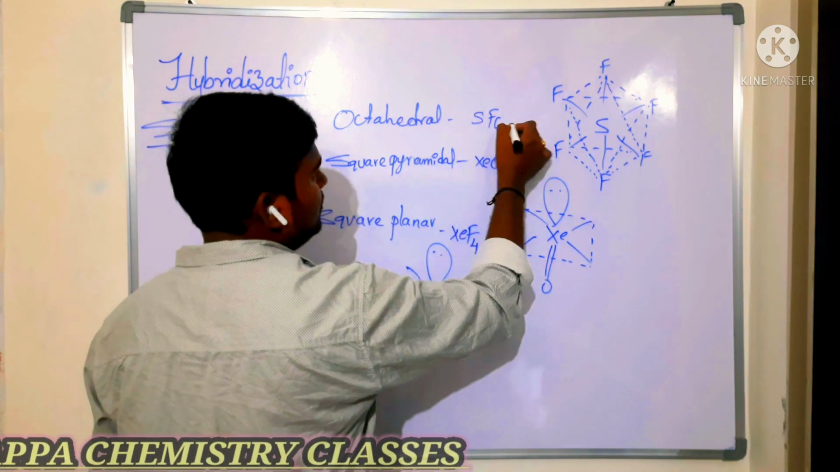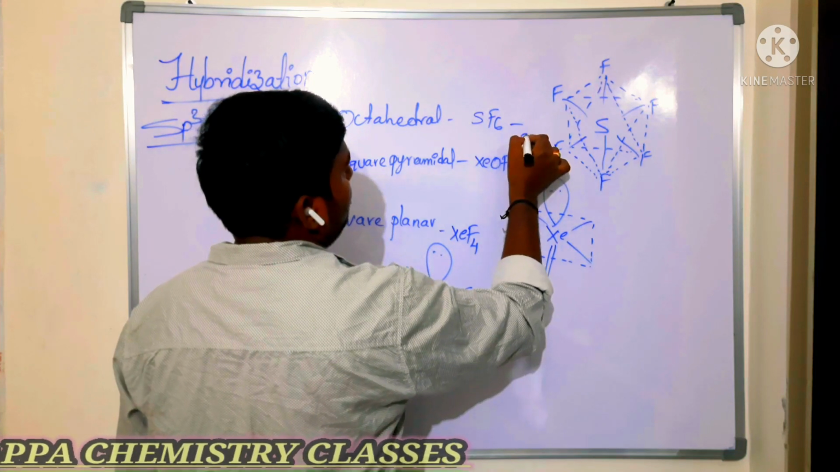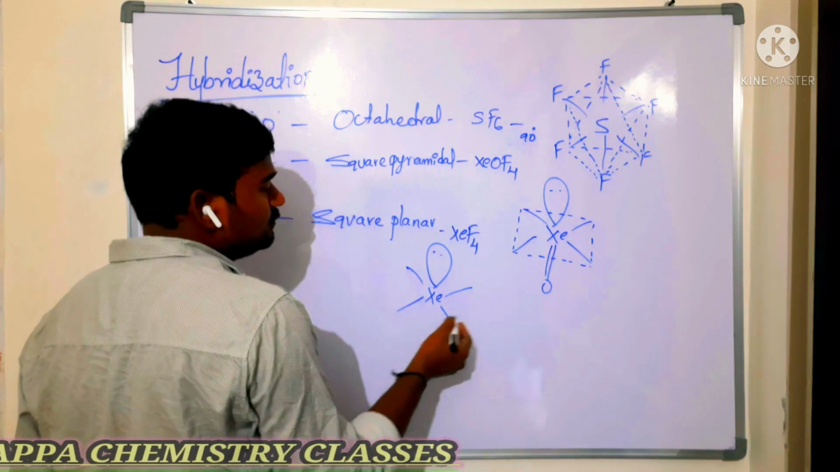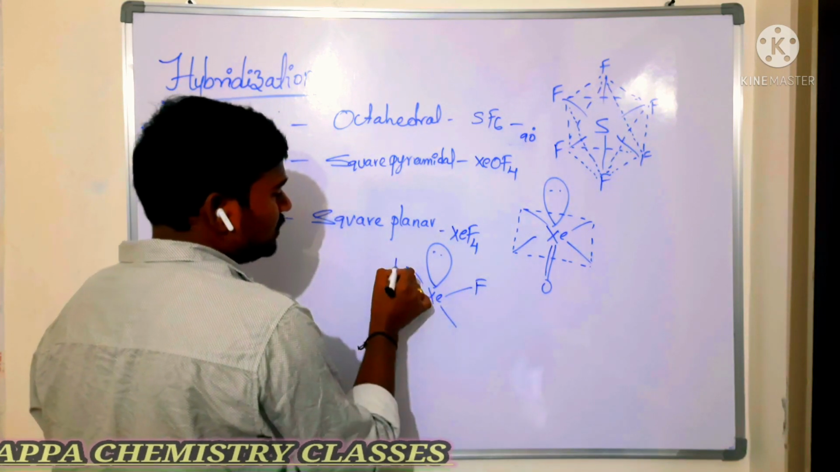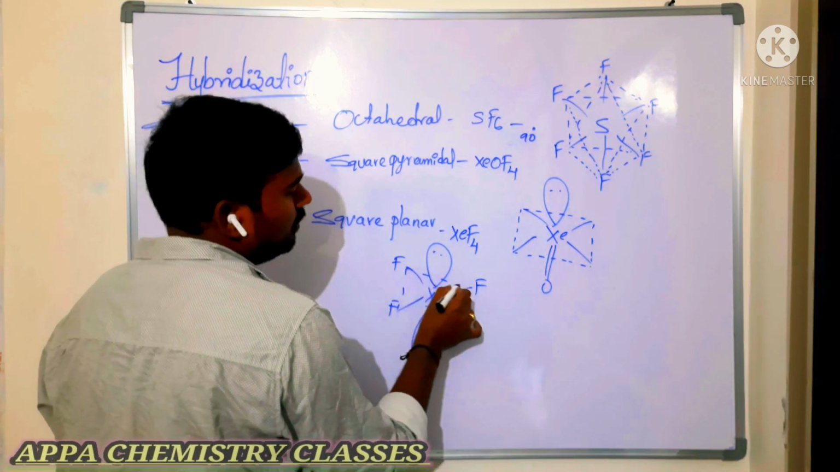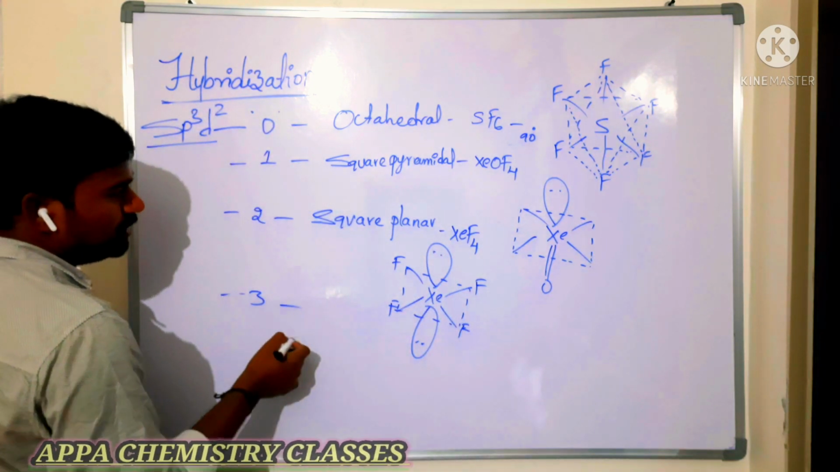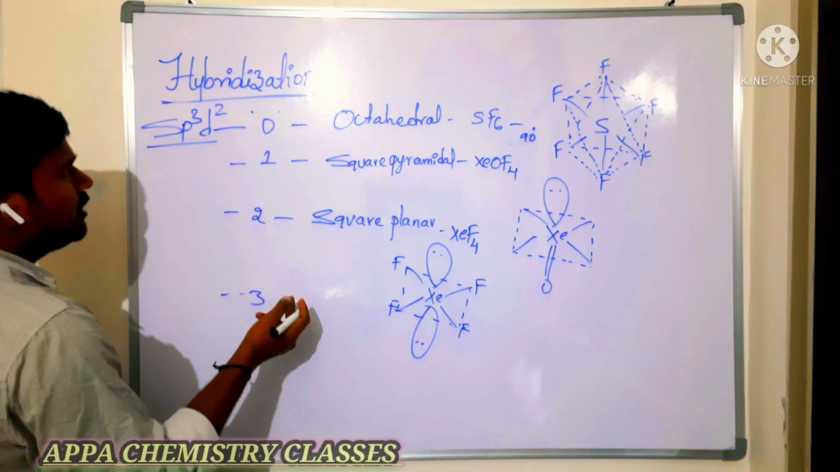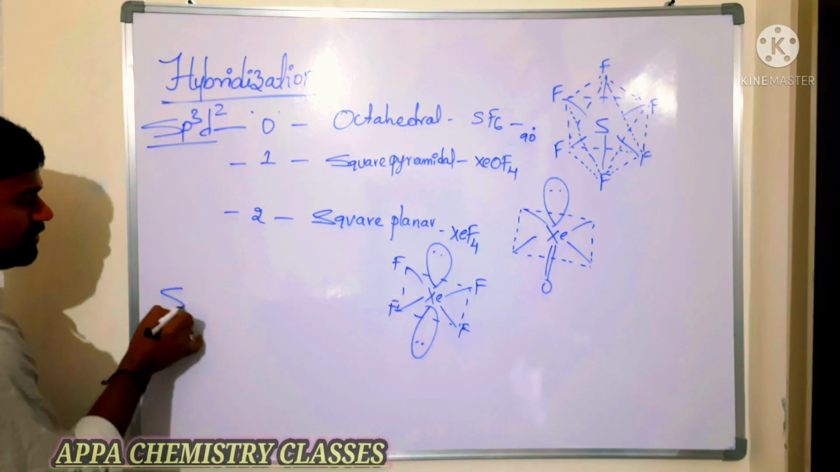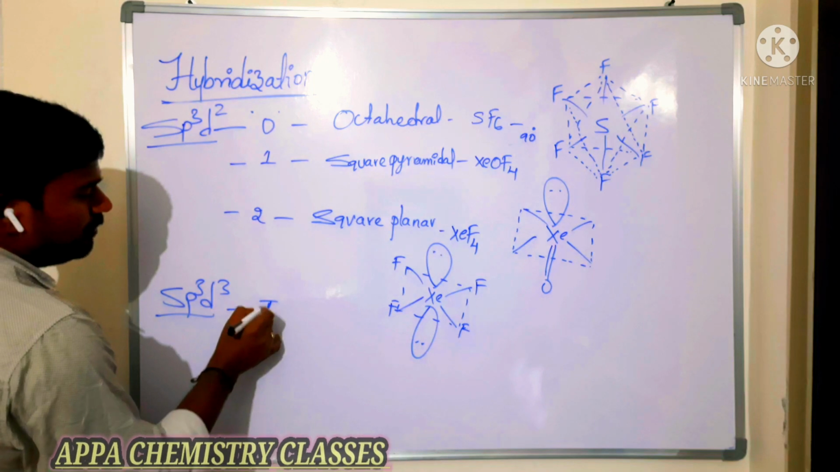In SF6, the bond angles will be 90 degrees, all of them. In XeF4, you take the 4 fluorines here, and 2 lone pairs of electrons will be there. Is that clear? Next we are going to see 3 lone pairs. Is there a possibility of sp3d2 with 3 lone pairs? There is no possibility. Next we see the sp3d3 hybridization, that is pentagonal bipyramidal.